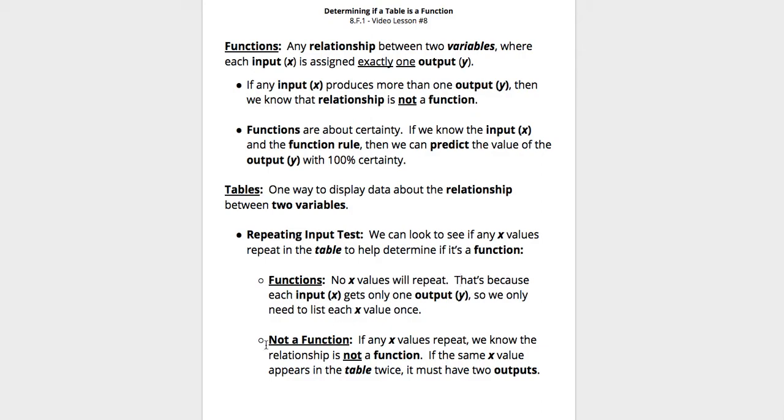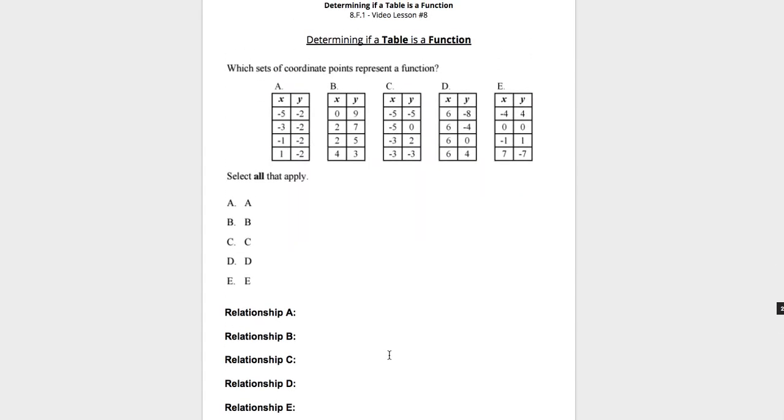If the relationship is not a function, we will see some of the x values repeating. If the same x value appears twice in the table, we know it must have two different outputs, and that's the reason the relationship is not a function. Let's look at some examples.